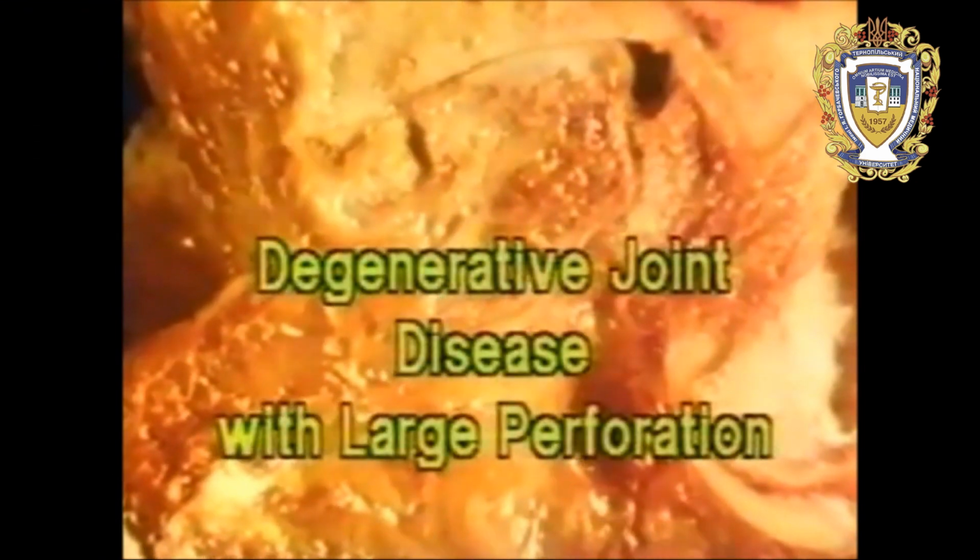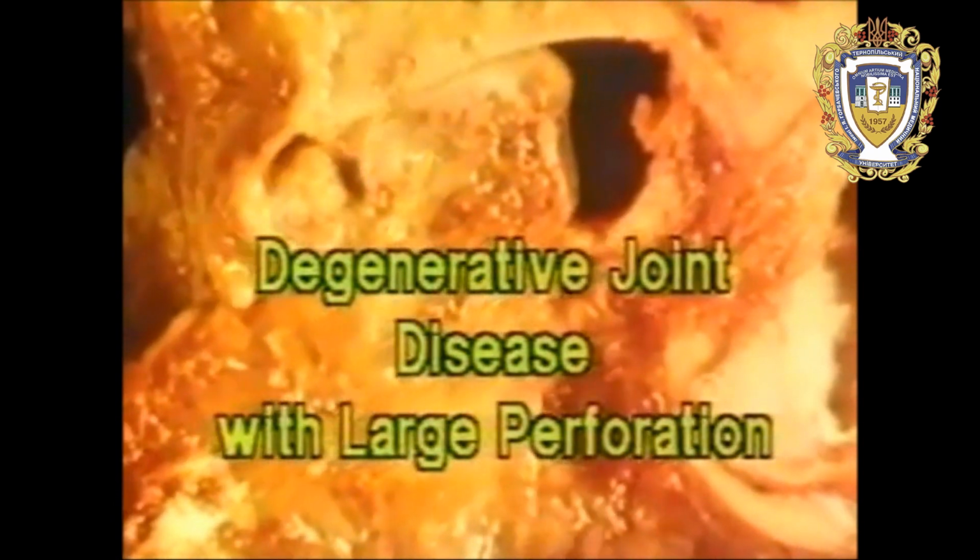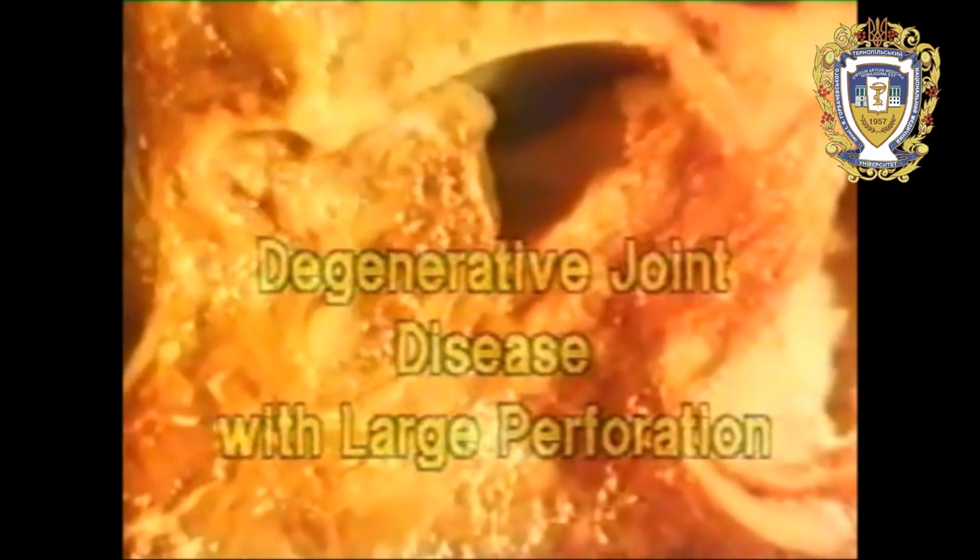Of a posterior disc attachment. The next pathology joint demonstrates a large perforation of the disc. There is only a small piece of the disc remaining anterior to the condyle. This joint demonstrated crepitation and irregular movements.